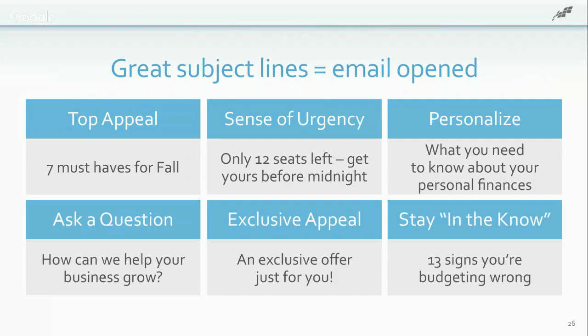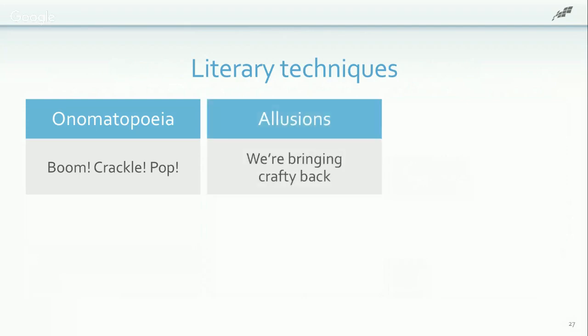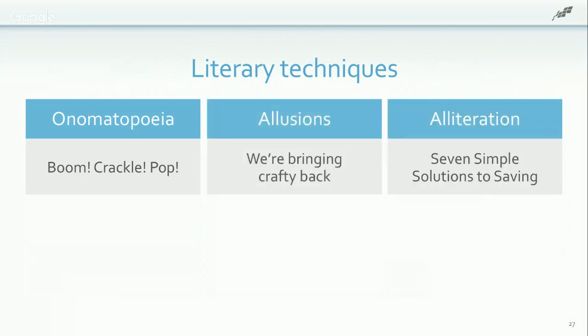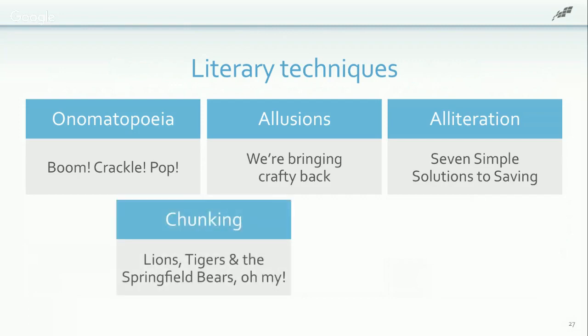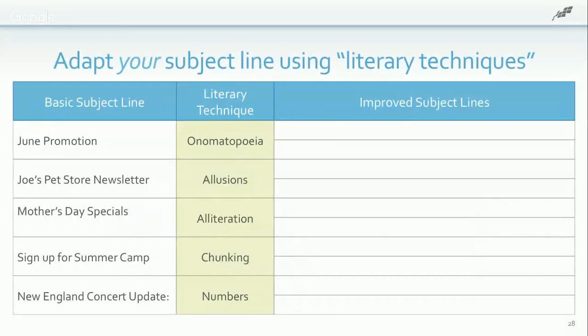In general, however, if you're used to writing for regular people and doing regular business writing, marketing messaging is going to feel a little bit hokey. You want to amp your personality up to 11 when you're writing subject lines. Literary techniques like onomatopoeia, allusions, we're bringing the crafty back, alliteration, 7 simple ways to solution savings, chunking, lions, tigers, and the Springfield Bears, oh my, and numbers, 13 ways you're killing your credit score, are all incredibly helpful. So you can try adapting your subject line using these literary techniques.